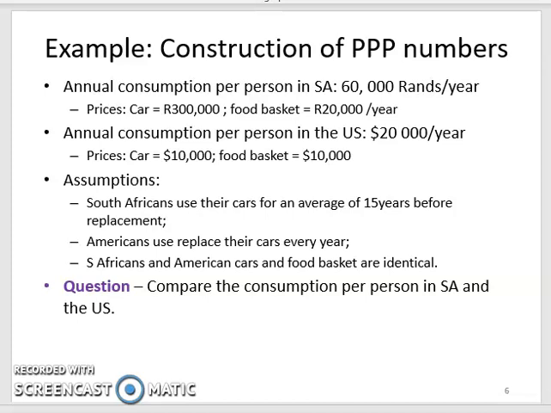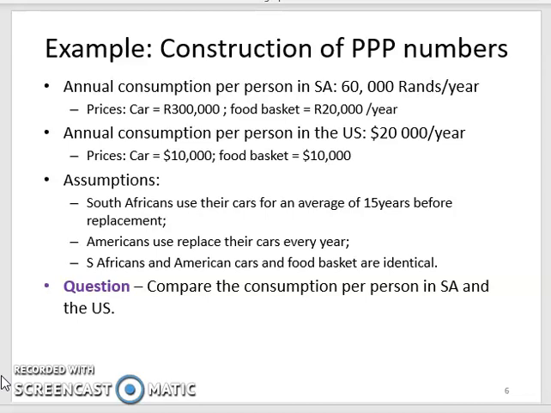So for my example, we assumed that an annual consumption per person in South Africa is 60,000 rand per year, where two goods are consumed. That is a car, which costs around 1,000, and a food basket, which costs 20,000 rand a year. And we said an annual consumption per person in the United States is $20,000 per year. So a person in the United States also consumes the same goods, which is a car and a food basket. So the price of a car is $10,000, and a food basket is also $10,000.